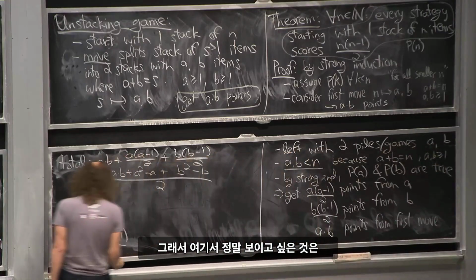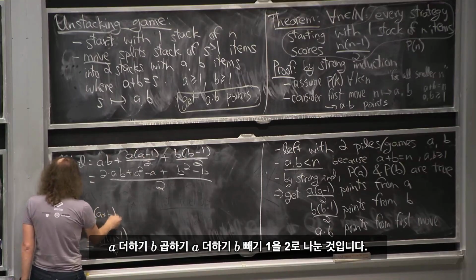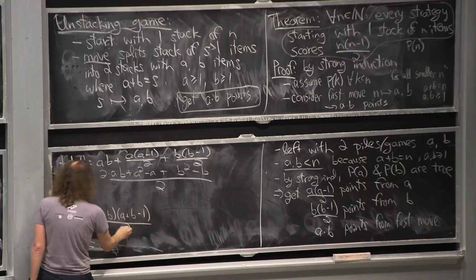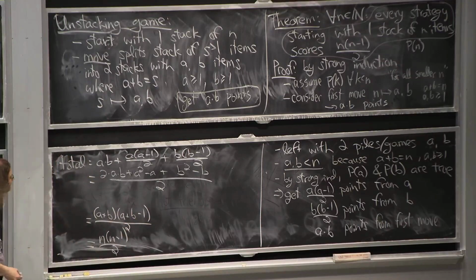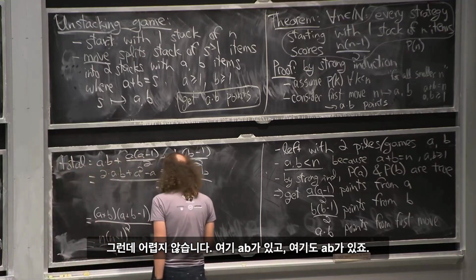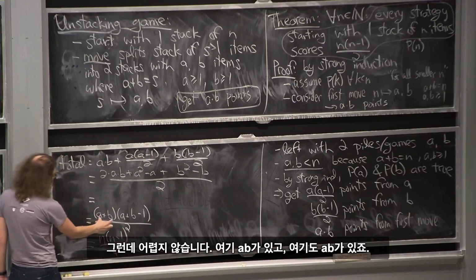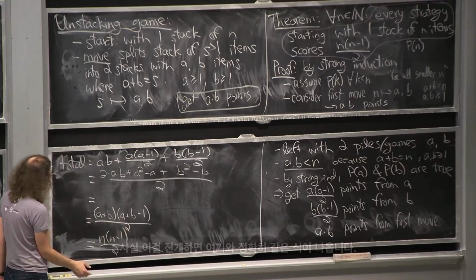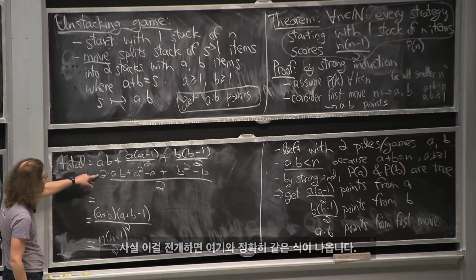So what I'd really like to show here is A plus B times A plus B minus 1 over 2. That's my goal. And what I need to do is fill in the in-between. But this is not too hard because, let's see, I see A times B here and A times B here. In fact, you can just expand this out and you'll get exactly the same thing here.